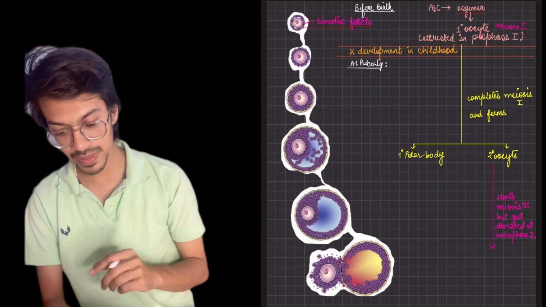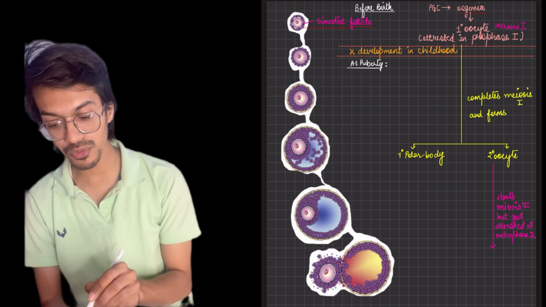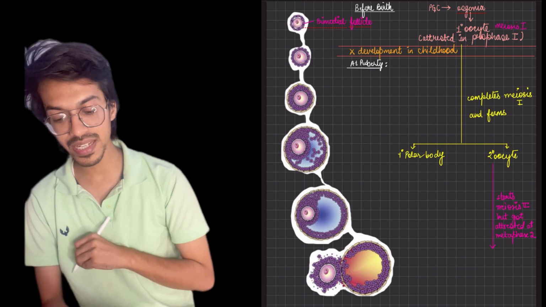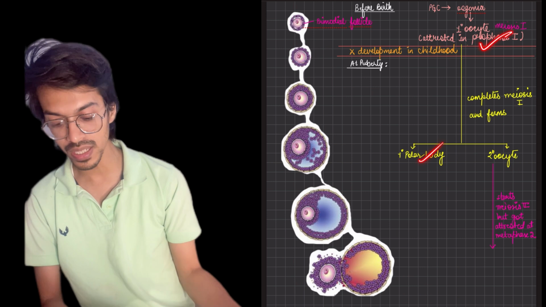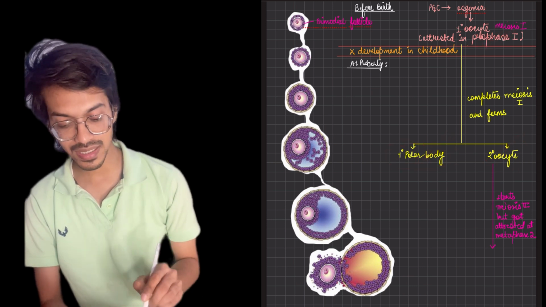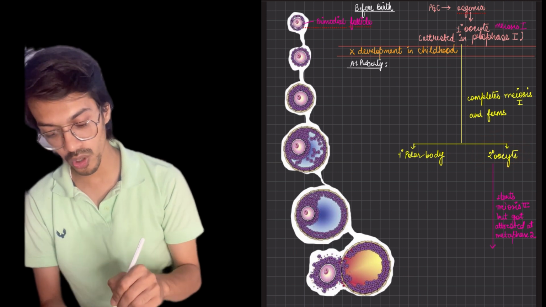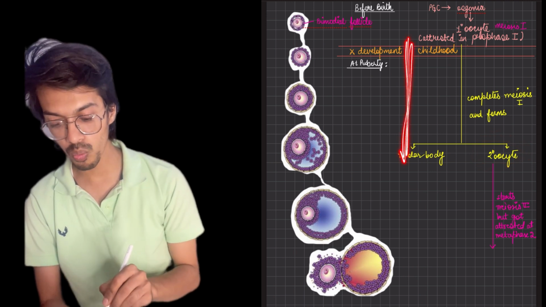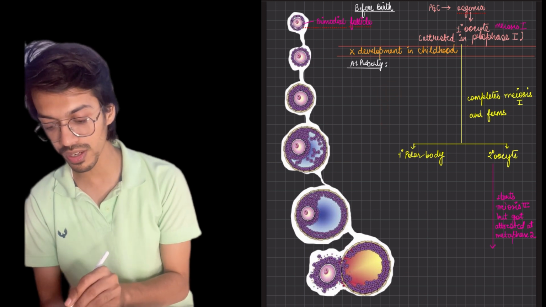Now what will happen then? As puberty hits, FSH and LH will be secreted and complete this process and form these two structures, the primary polar body and the secondary oocyte. Now the question is, during this whole process from puberty, what is the follicular development?